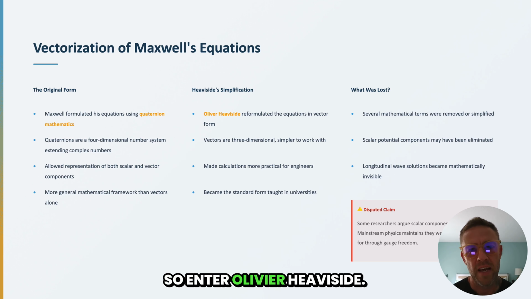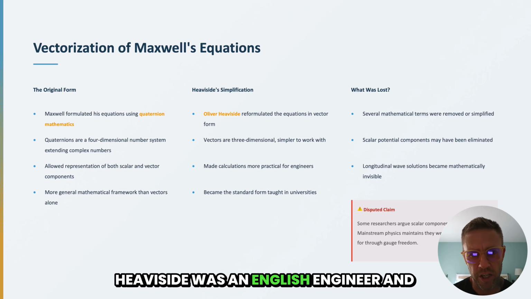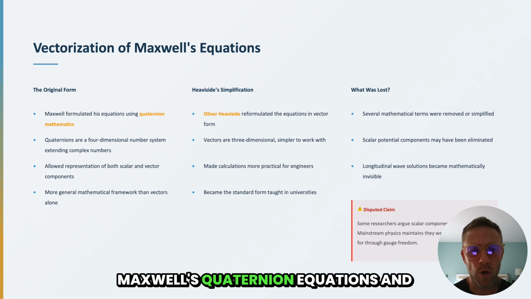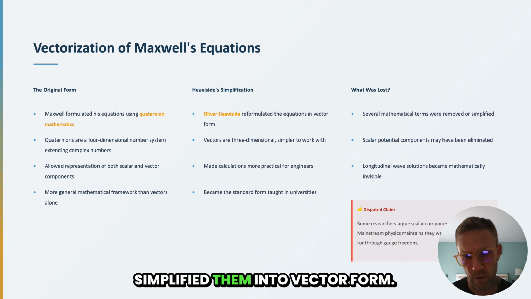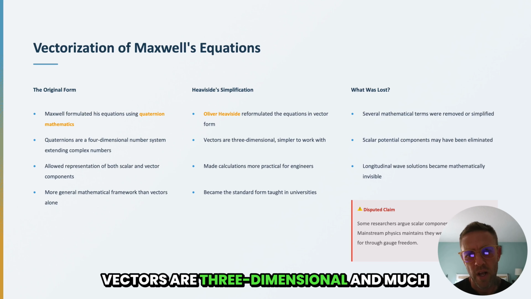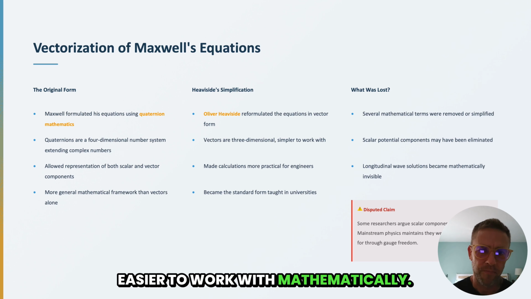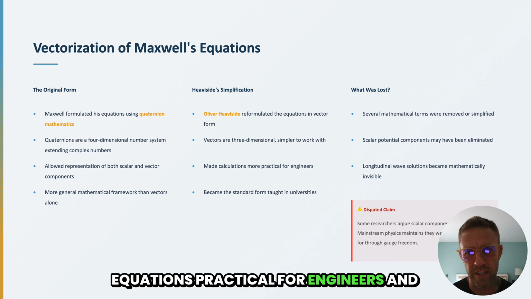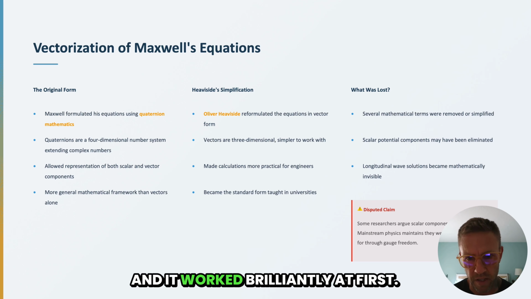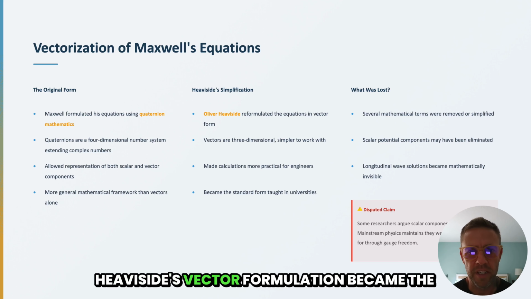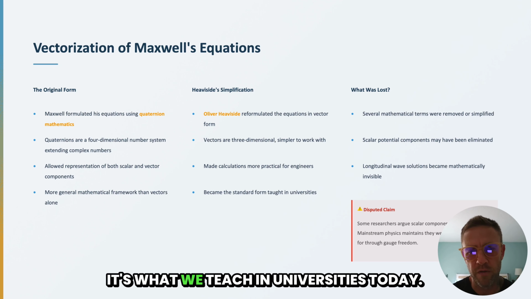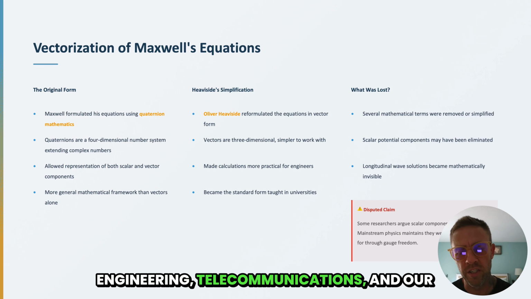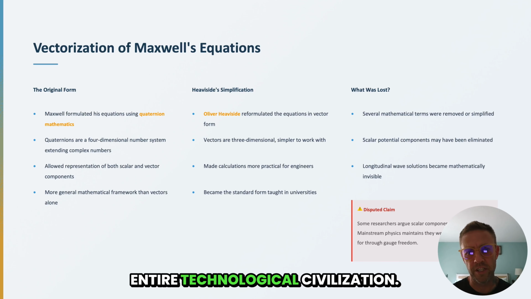So enter Oliver Heaviside. Heaviside was an English engineer and mathematician who in the 1880s took Maxwell's quaternion equations and simplified them into vector form. Vectors are three-dimensional and much easier to work with mathematically. Heaviside's simplification made Maxwell's equations practical for engineers and scientists to use, and it worked brilliantly at first. Heaviside's vector formulation became the standard. It's what we teach in universities today. It's what powers all of modern electrical engineering, telecommunications, and our entire technological civilization.